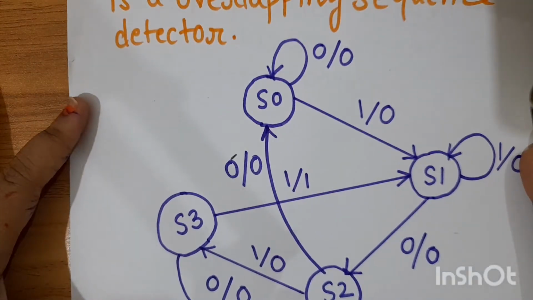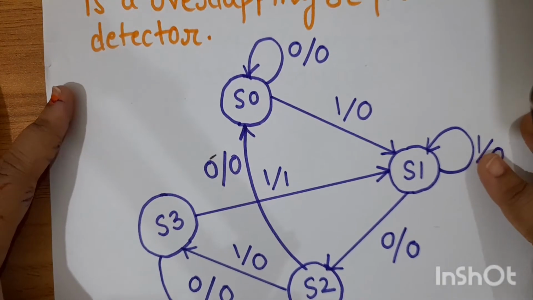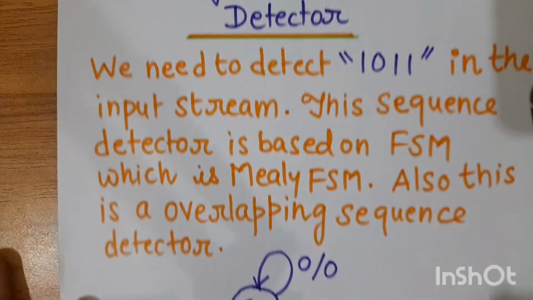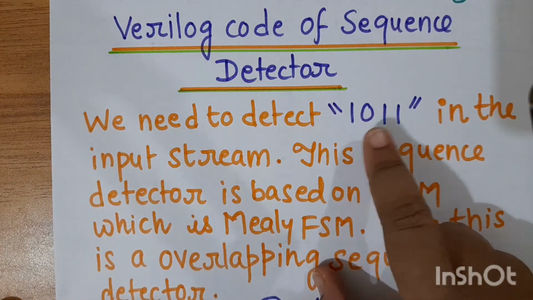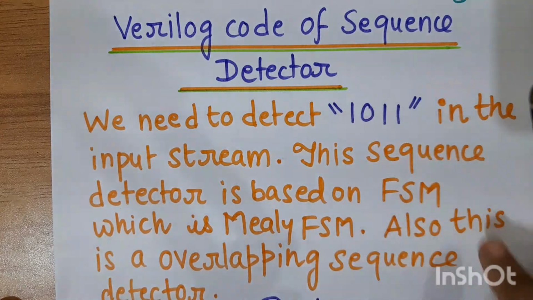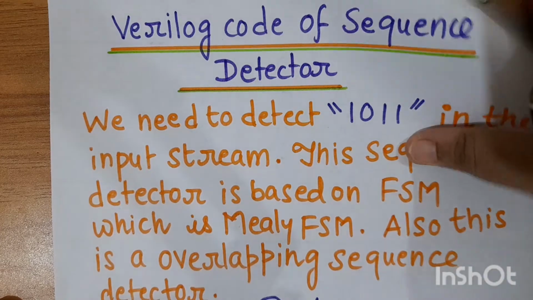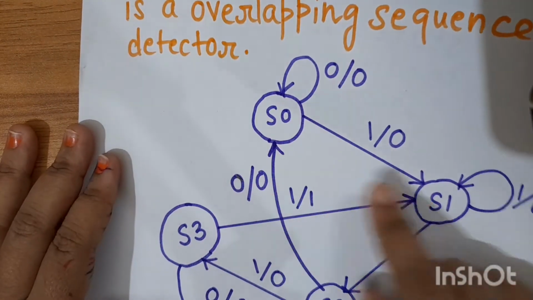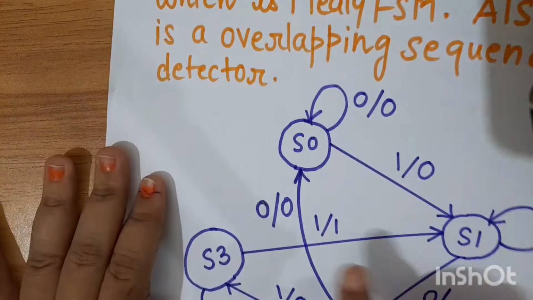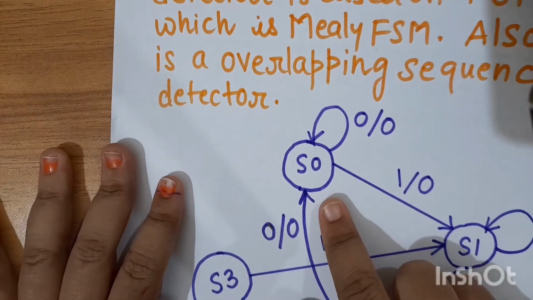Here is the state diagram for the Mealy FSM. So, what I have to detect? I have to detect the pattern 1011. How many bits are there? 1, 2, 3, 4. So, I am going to have 4 states: S0, S1, S2 and S3. Now, S0 state is the idle state.